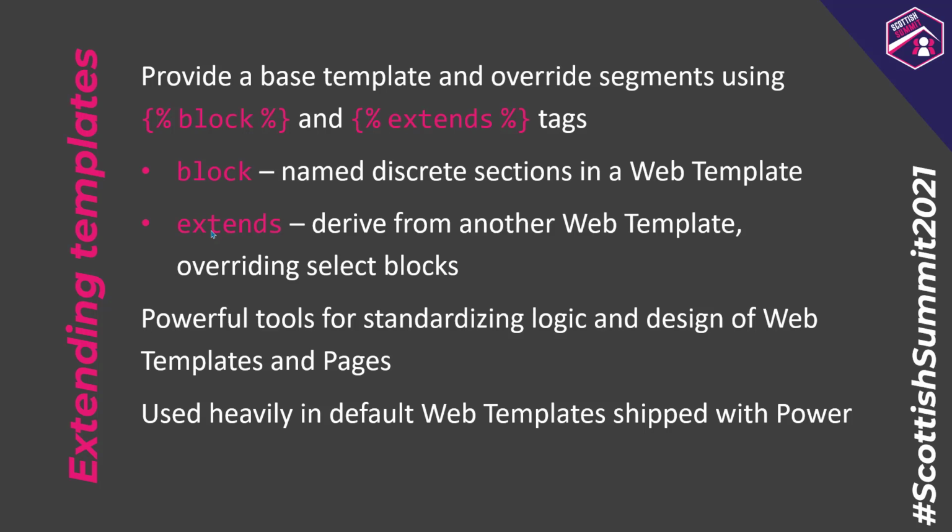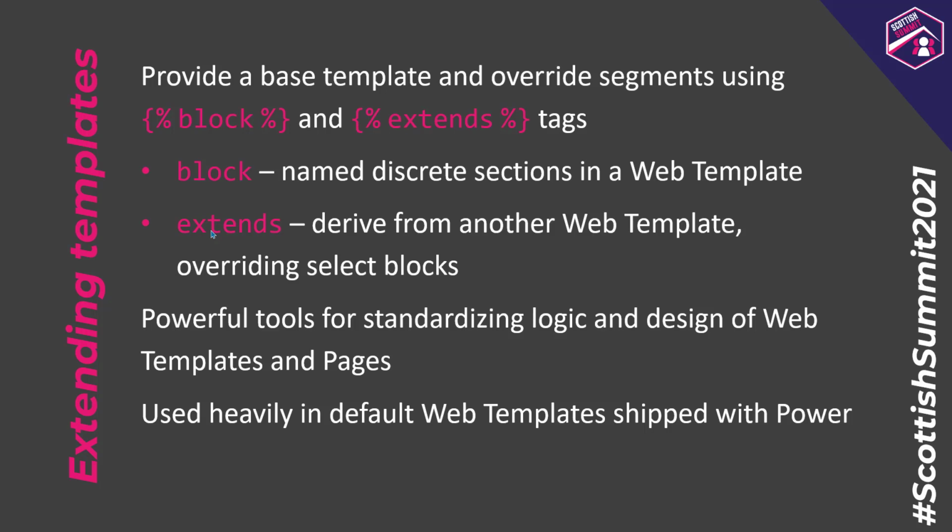The way it works is, in one web template, you have a new tag you call block, and you define a discrete section of your web template that you want to be overridden or remain the same. For example, the header, body, and footer of a page. In another web template, you say, I'm going to extend my previous template, and I'm going to override only the parts I want to change. For example, I'm only going to override the body of the page. That way the header and the footer remain the same. That's a powerful method for standardizing your design and even some logic in your Power Apps portal. In fact, it's used heavily by the default web templates shipped with a Power Apps portal.